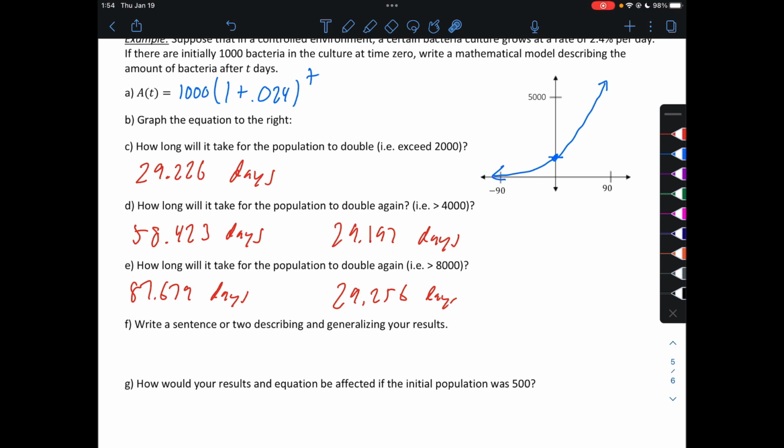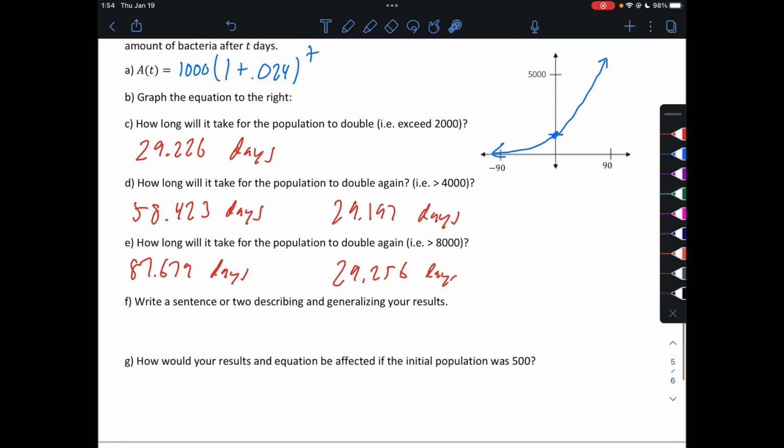Okay, so how to get from 1,000 to 2,000? 29 days. 2,000 to 4,000? 29 days. 4,000 to 8,000? 29 days. If I want to get to 16,000, another 29 days. Okay, that's what we're talking about in F.